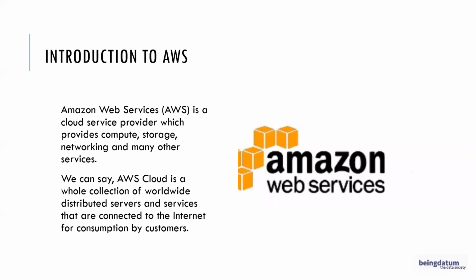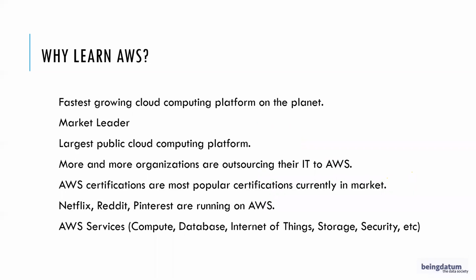AWS not only provides computing, storage, and networking services, but they also help you with application deployment and other advanced services. So basically, we can say that the AWS cloud is a collection of different servers and services which are connected to the internet and which can be used by businesses or by their customers. They have a very large amount of services, which we will discuss in a few minutes, what services they offer and what the usage of those services is.